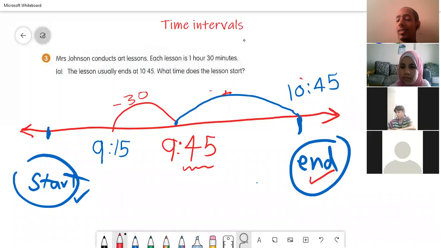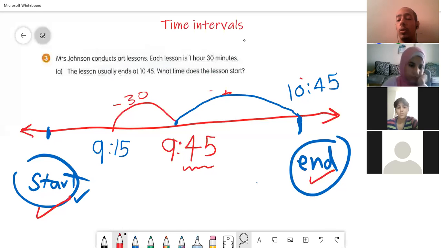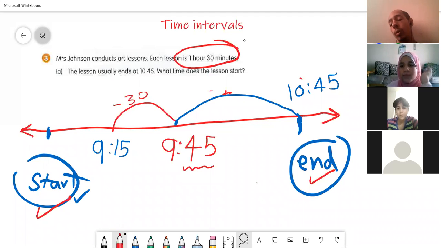Okay, guys. Hanin, the end time was at 10:45. Then we need to go back to find the start time, okay? How many hours and minutes should we go back? 1 hour. Look here. Each lesson is 1 hour 30 minutes, right? So we need to go back 1 hour and 30 minutes. So minus 1 hour.